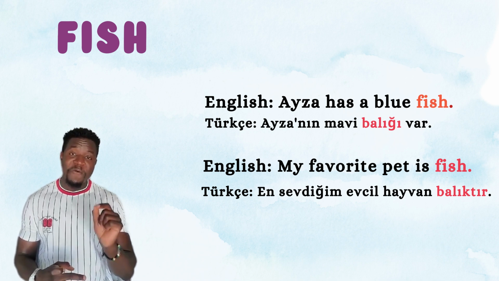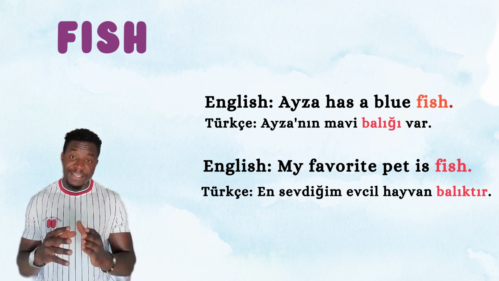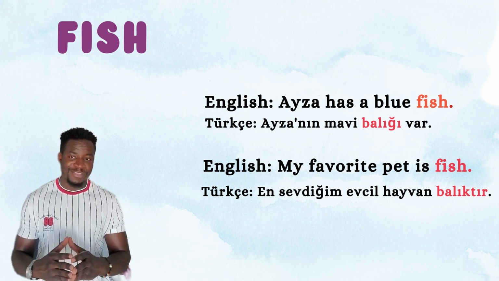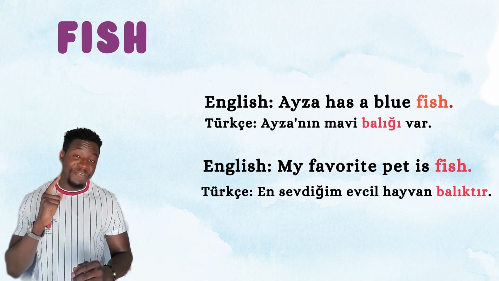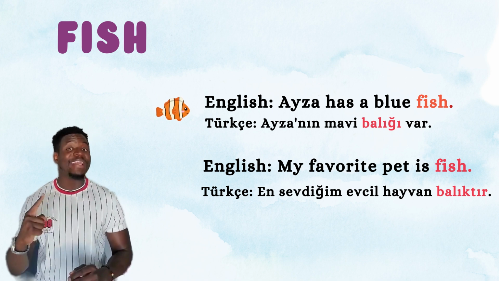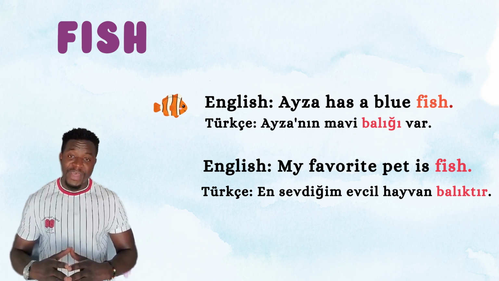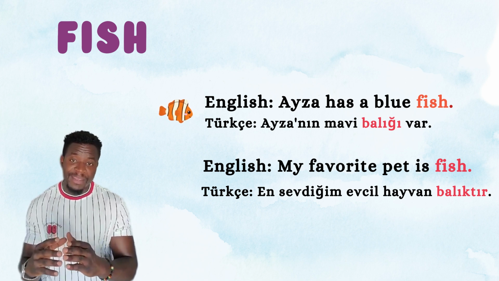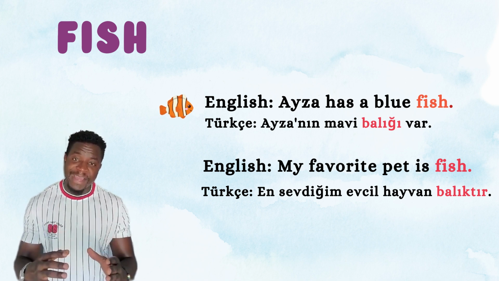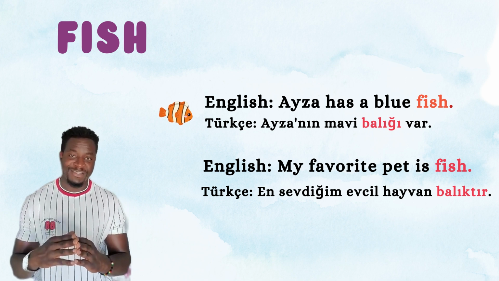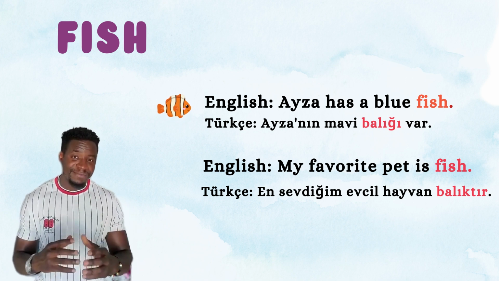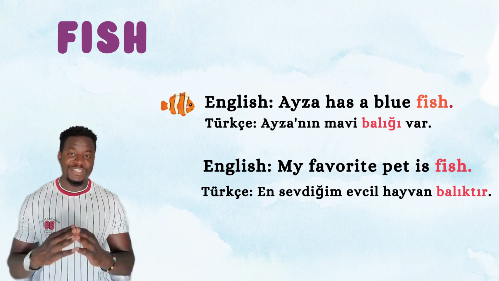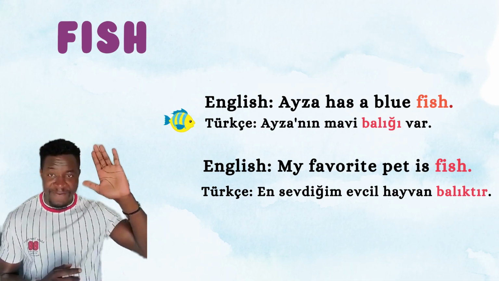Now, let's make some example sentences with the word fish. We will make example sentences in both English language and Turkish language. Okay? Now let's first start with the English language. So, in the English language, an example could be Isa has a blue fish. Can you repeat with me again? Isa has a blue fish. Great. Give me a high five.